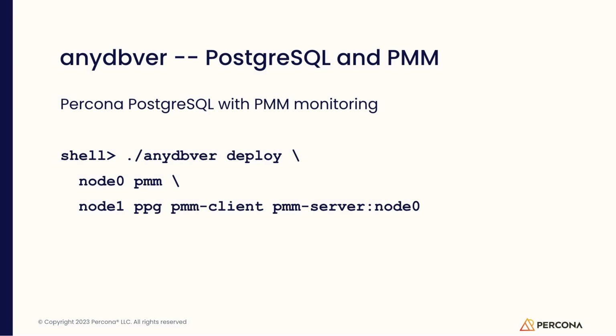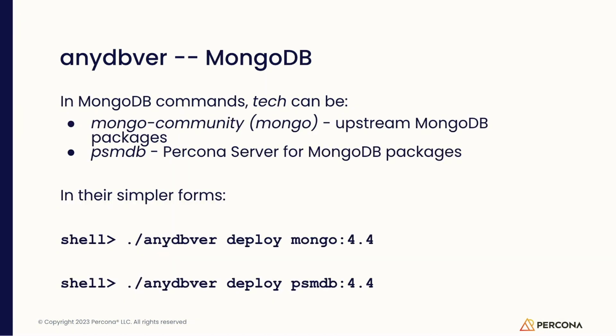And then node 1, in this case, would be Percona PostgreSQL distribution, latest. We are telling it to install the PMM client and configure it to my PMM server that is running in node 0. Beautiful. In such a simple command, we will have our Postgres and the monitoring included for free. So lastly, Mongo. We have 4 minutes, so that should be enough.